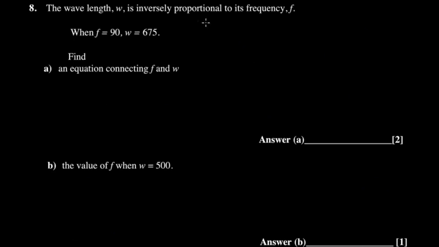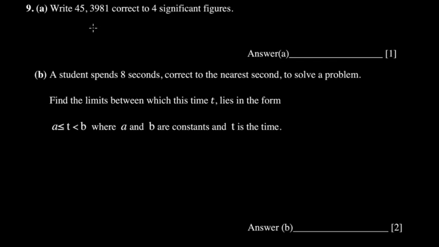Let's quickly move to question 9. Question 9 says write this correct to 4 significant figures. So what you do is first identify the first significant figure. It simply means the first non-zero digit starting from the left. So it's obviously this one. The second would be this one, third, fourth. Now the fourth is what you need to correct for, and you want to see how the fifth influences the fourth.